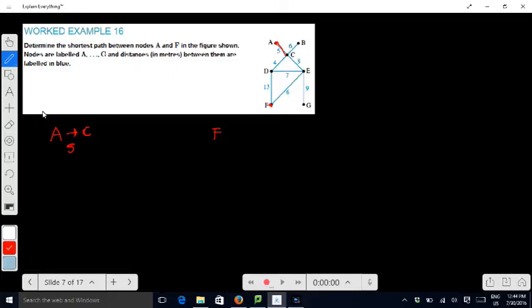Now the next one, all right, let's go to D, and that has a distance of 4. And then from D, I might want to go straight to F, which has a distance of 13. So adding them up, 4 plus 5 is 9 plus 13. So the distance is 22. So is there a quicker way to get there?